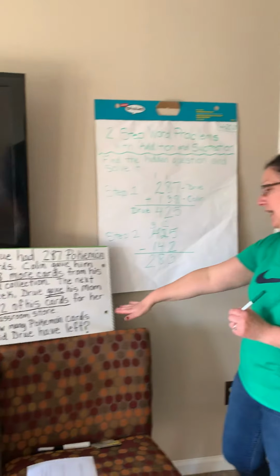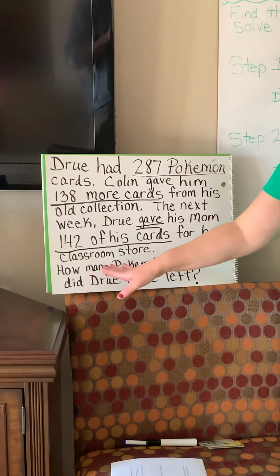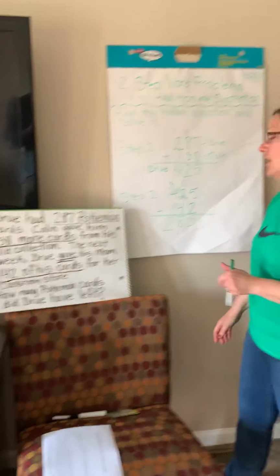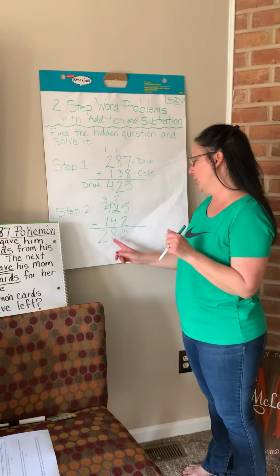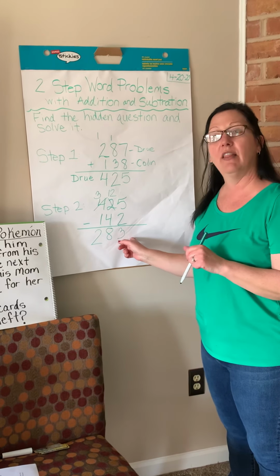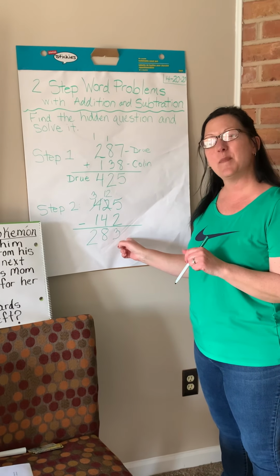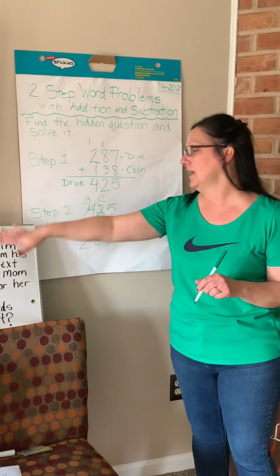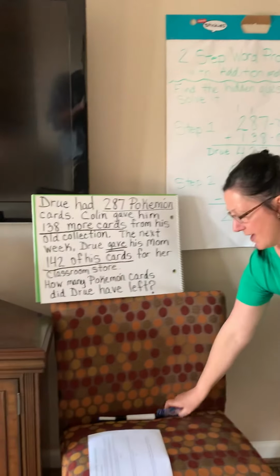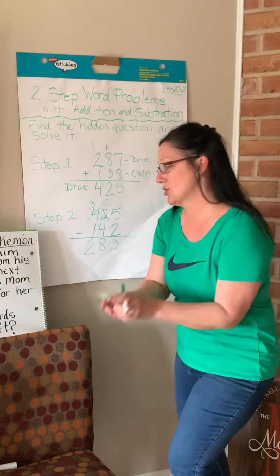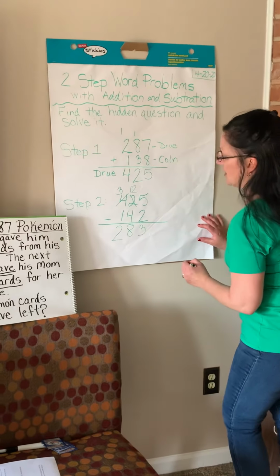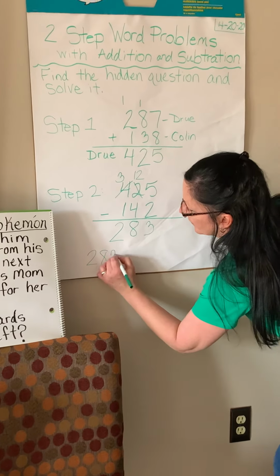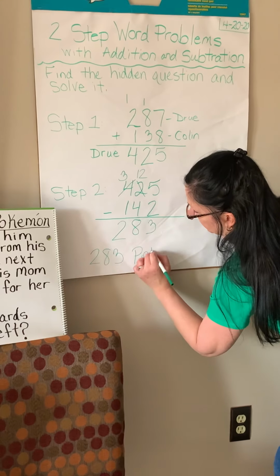Now let's go back and answer the question. How many Pokemon cards did Drew have left? Don't forget, we need to put what after the answer? Think about it, unit. If you said unit, you're right. Well, what's the unit in this problem? Voila, Pokemon cards. So the answer is 283 Pokemon cards.